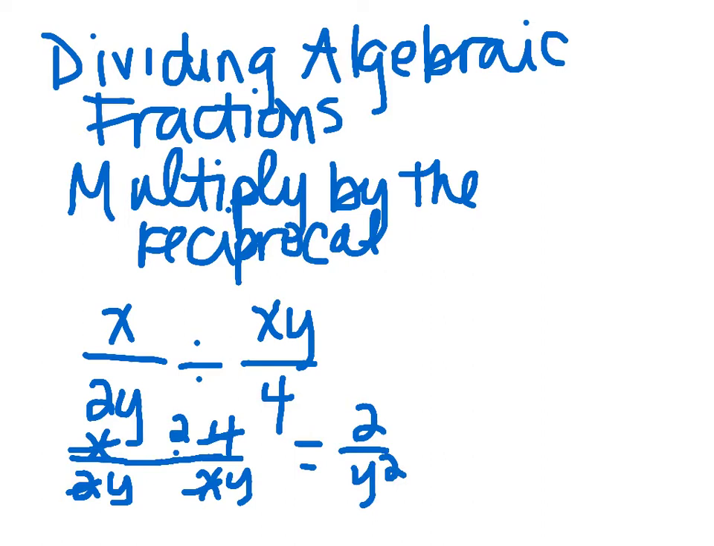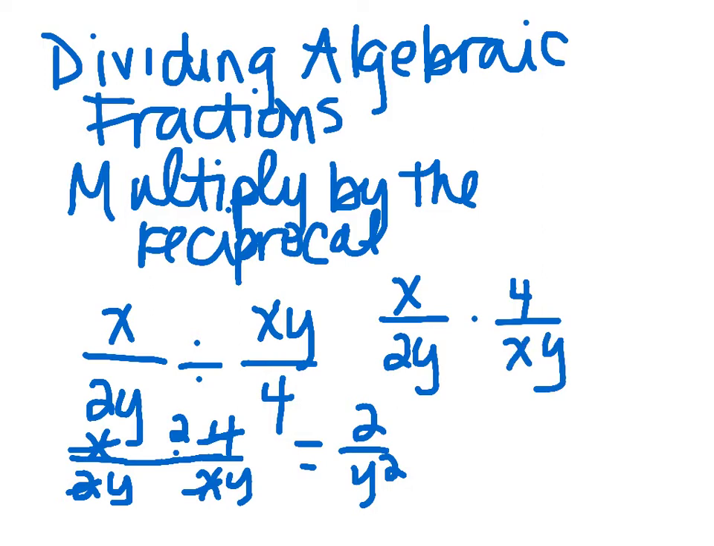Okay, so let's do this again where there's a little more room. x over 2y, I'm going to flip it, and I get 4 over xy. I then follow the rules for multiplying, and I multiply across: 2 over y squared.